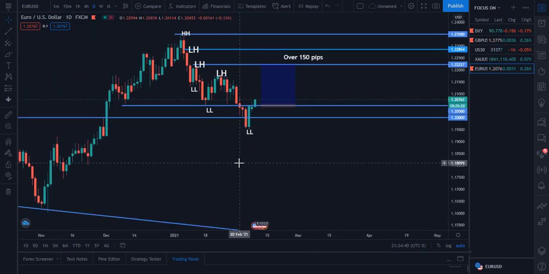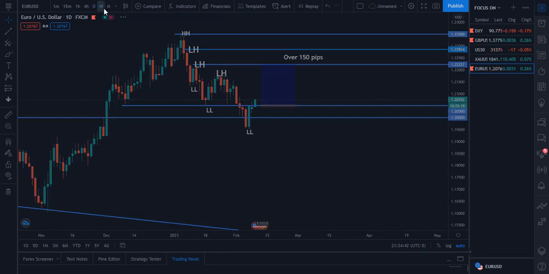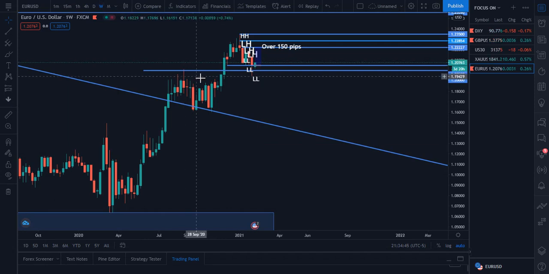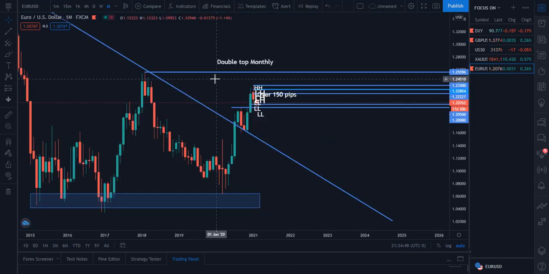When we get to the daily, the weekly, I was showing you. Well, okay, it's showing here on the weekly, it's not the monthly. Let's see.